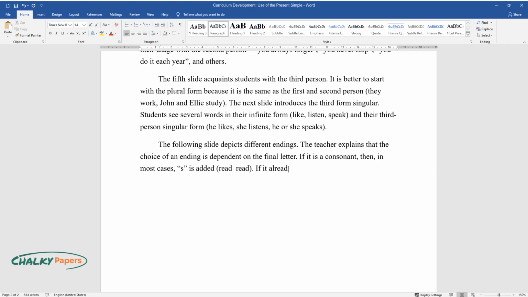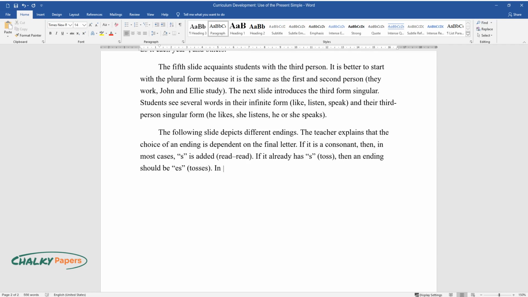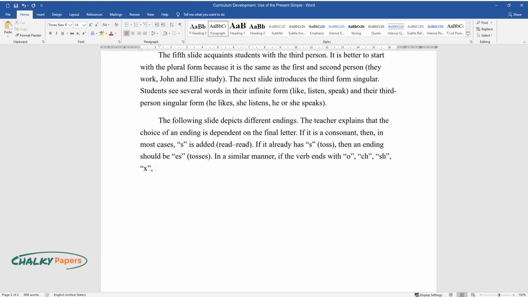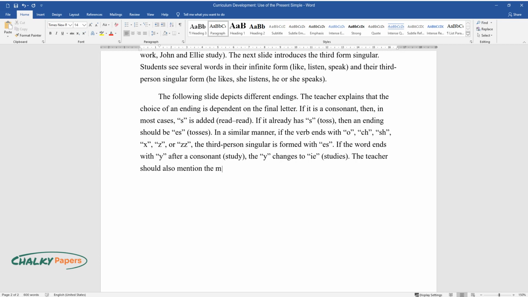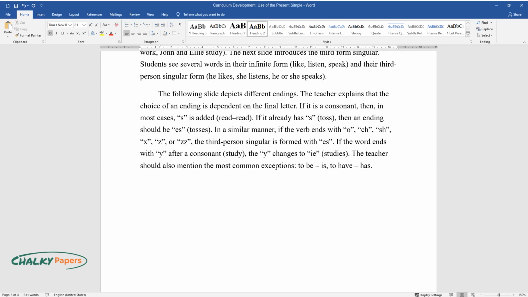If it already has s, toss, then an ending should be es, tosses. In a similar manner, if the verb ends with o, ch, sh, x, z, or zz, the third person singular is formed with es. If the word ends with y after a consonant, study, the y changes to ie, studies. The teacher should also mention the most common exceptions: to be, is; to have, has.